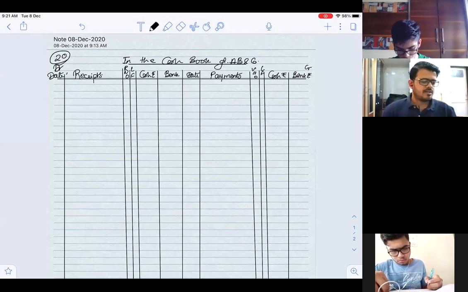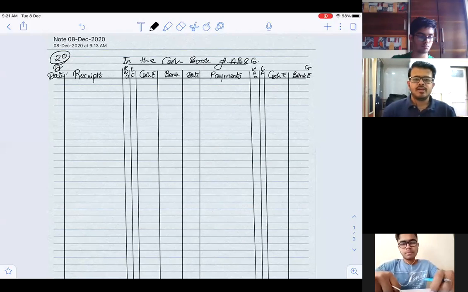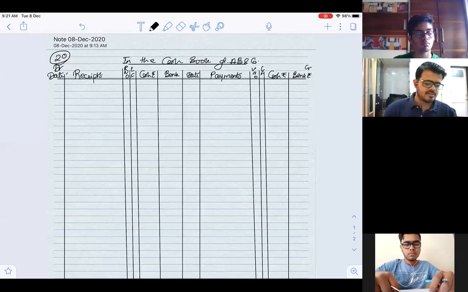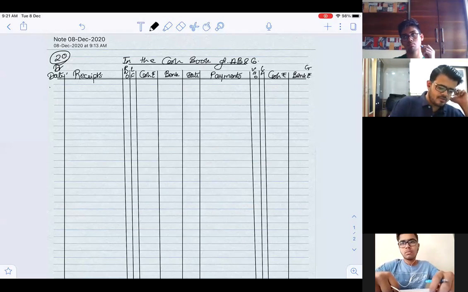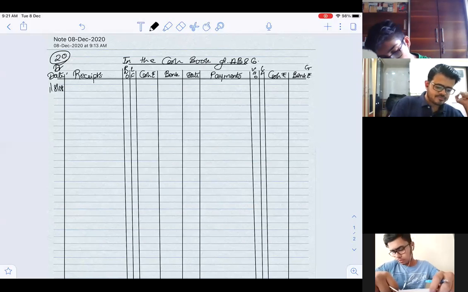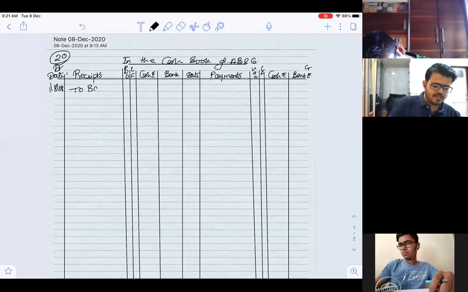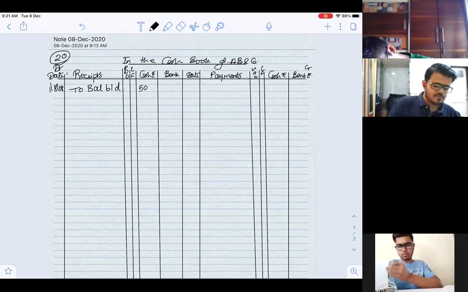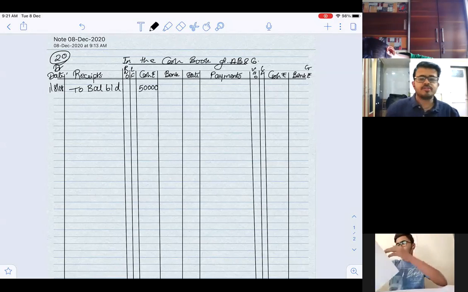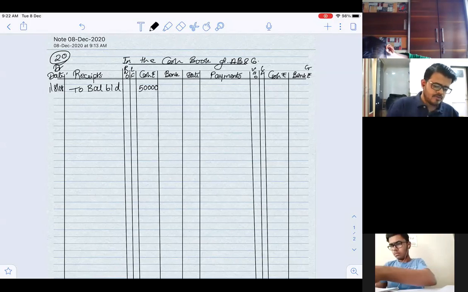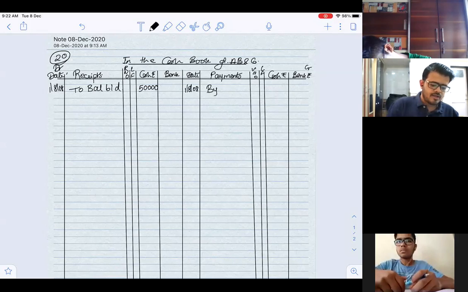First part, cash is having 50,000 ka balance, bank overdraft is 8,000. So cash is having which balance? यहाँ पे, so 1st August 08 should be to balance BD. Cash column it should be 50,000. To balance BD cash column 50,000. And 1st August 08 by balance BD.